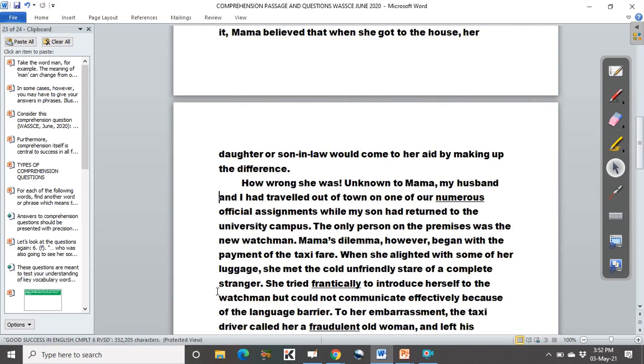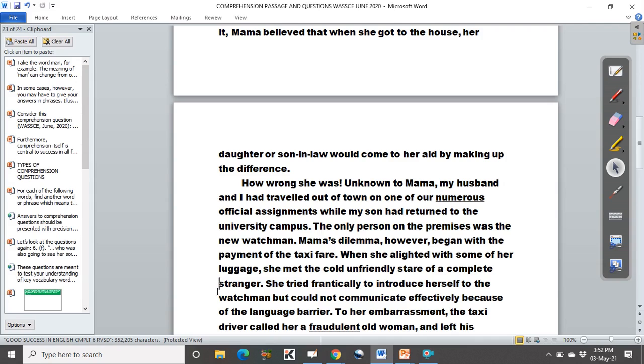How wrong she was. Unknown to Mama, my husband and I had traveled out of town on one of our numerous official assignments while my son had returned to the university campus. The only person on the premises was the new watchman. Mama's dilemma, however, began with the payment of the taxi fare. When she alighted with some of her luggage, she met the cold, unfriendly stare of a complete stranger.